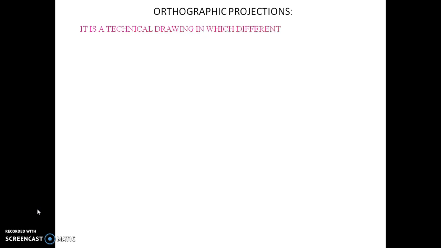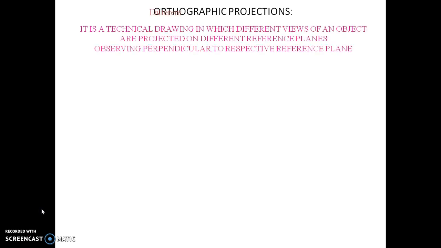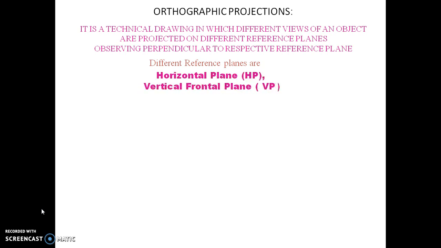What is an orthographic projection? It is a technical drawing in which different views of an object are projected on different reference planes, observing perpendicular to the respective reference plane. The different reference planes are the horizontal plane, vertical plane, and side or profile plane. In short, HP, VP and PP.